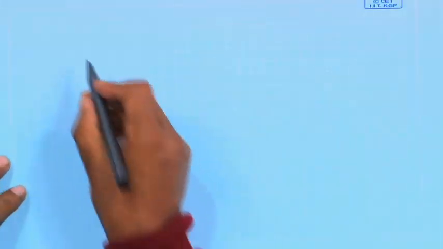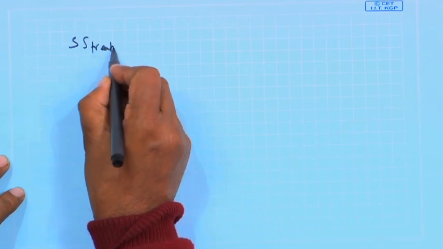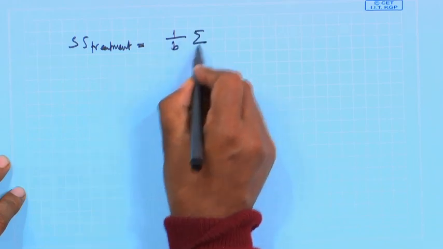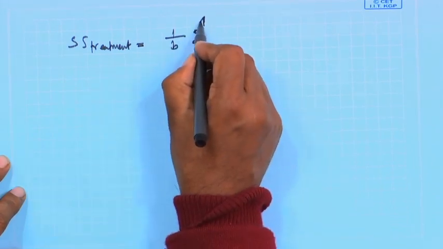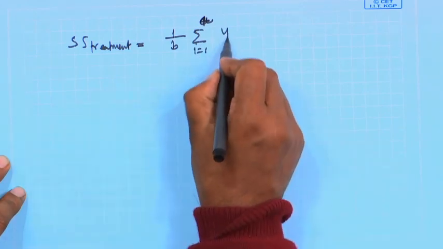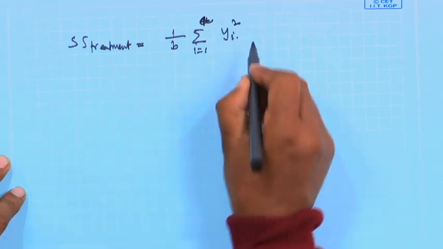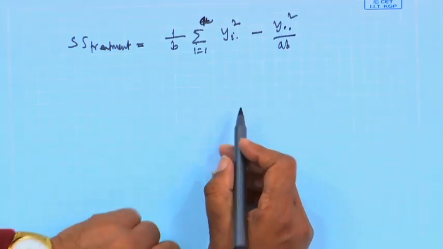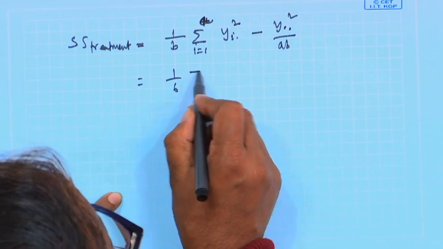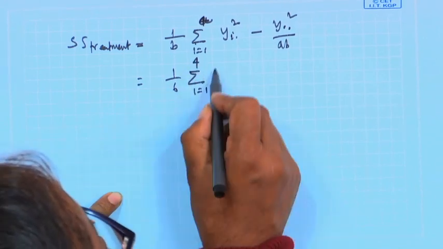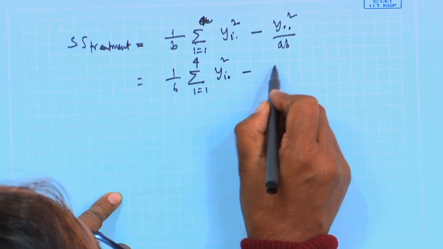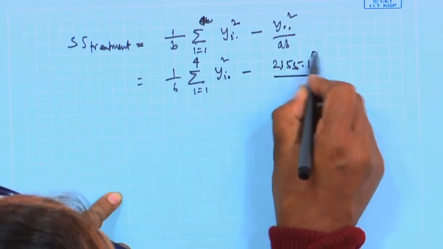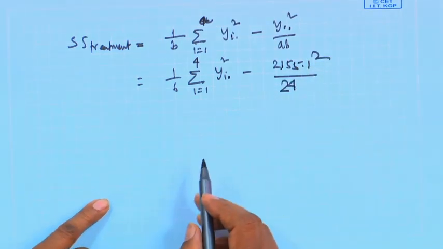Okay. Similarly, if you want to calculate SS treatment, what is this formula? The formula is 1 by B, sum over i equal to 1 to A, y i dot square minus y double dot square by AB. So, in this case, 1 by 6, sum over i equal to 1 to 4, y i dot square minus this quantity, 2155.1 square divided by 24.